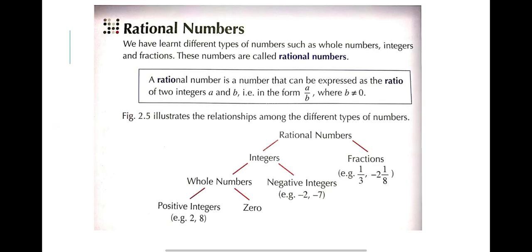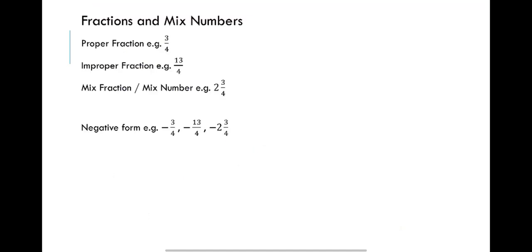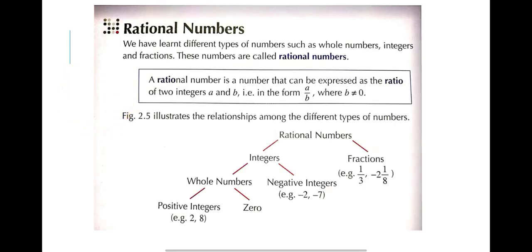We move on to the next page now. Because we were talking about fractions here, which are included in the rational numbers, now we are going to discuss a bit more about fractions. We also learned in primary school that there are 3 kinds of fraction, which are proper fraction, improper fraction, and mixed fraction. There should be ED here, right? Mixed, yeah, okay. So mixed fraction.